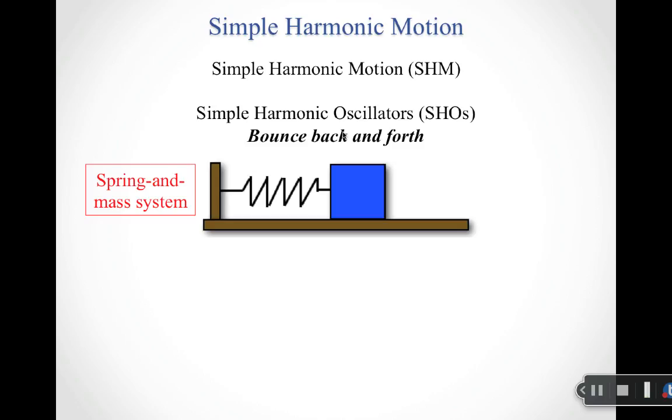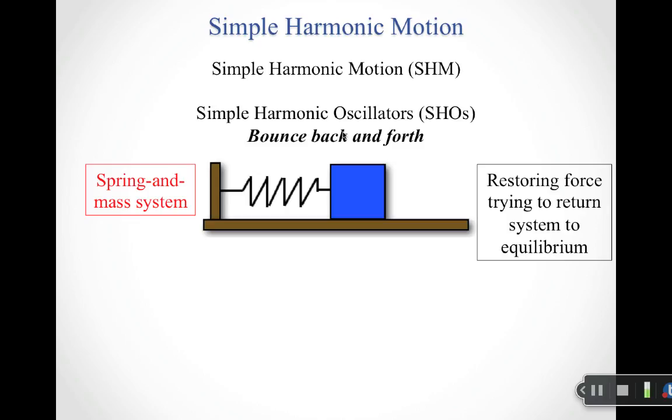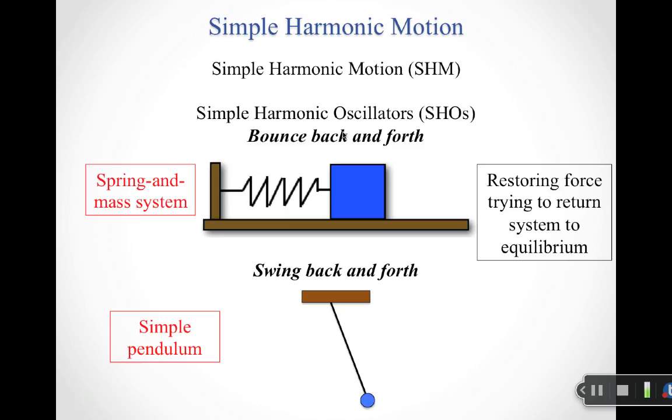So the most obvious example of that is a spring and mass system. So put a mass on the end of a spring and it'll bounce back and forth. It does that because there's a restoring force that's trying to return the system to equilibrium. Now, the equilibrium here is just like any static equilibrium. It's trying to get it back to the point where the forces all cancel out, and so the mass will just rest there.